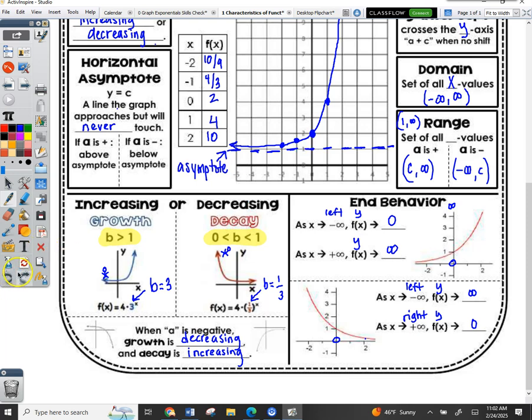So the one you have to worry about, right, is we call it the tail. It's the tail of the graph because it's the one that's approaching the asymptote, okay? The tail of the asymptote.